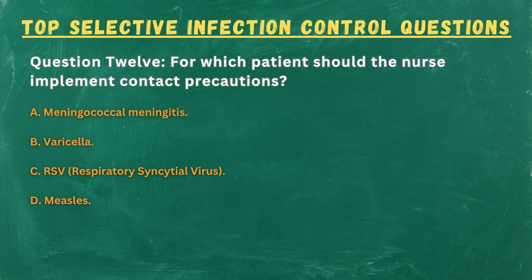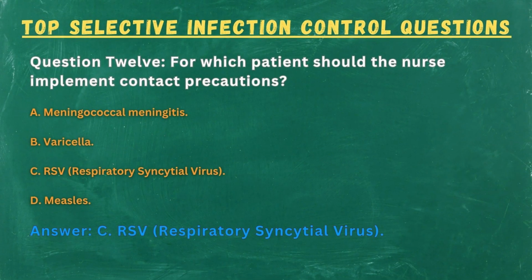Question 12. For which patient should the nurse implement contact precautions? A. Meningococcal meningitis. B. Varicella. C. RSV, respiratory syncytial virus. D. Measles. Answer. C. RSV, respiratory syncytial virus.